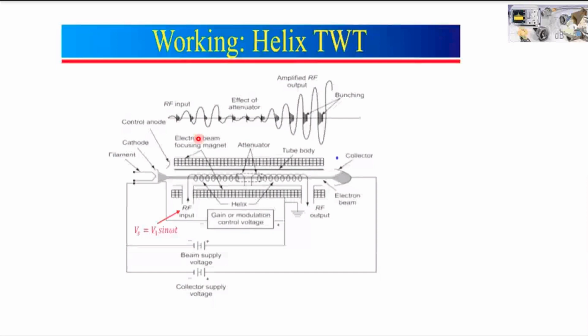Those velocity modulated electrons will travel in this RF interaction field. Because of this velocity modulation, they will form bunches of electrons, and these bunches will give their kinetic energy to the field present in the RF interaction region in the next cycle. This is how electrons move in the RF interaction region, and the output will be taken out from this particular point. After giving up their kinetic energy to the helix, they will be collected by the collector at this point.